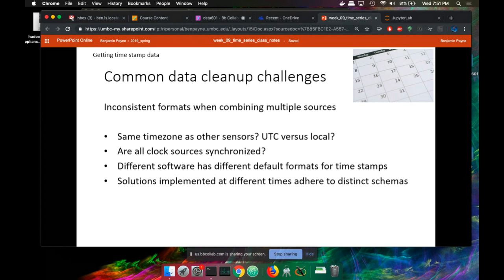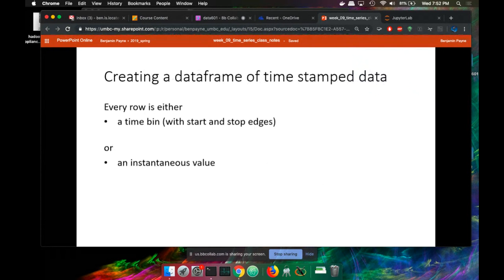So I won't belabor these too much, but basically every time zone for every sensor, you'd think it would be in the same time zone if we're all in the same site, but that's a choice. And then different data software produces different defaults. So it's just all over the place. Is anyone scared yet? You should raise your hand. You should be.